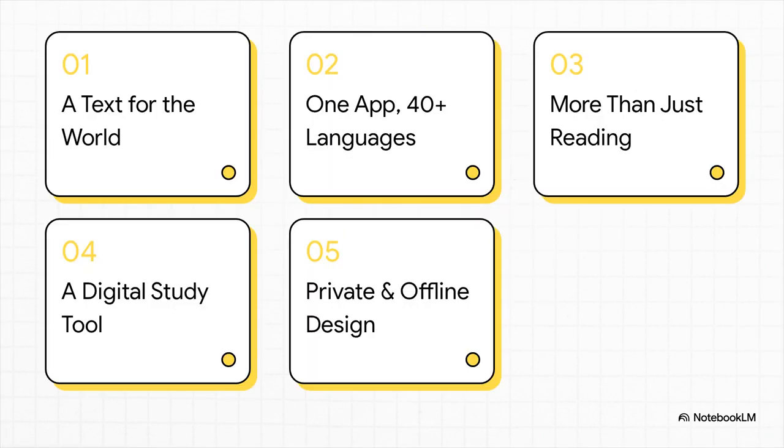Okay, so here's our game plan. First, we'll look at the app's mission, to be a text for the world. Then we'll dive into its most powerful feature, making the Quran available in over 40 languages. We'll also check out the tools that make it way more than just a book, how it becomes a digital study partner, and finally, why it's designed for privacy and offline use is so important today.